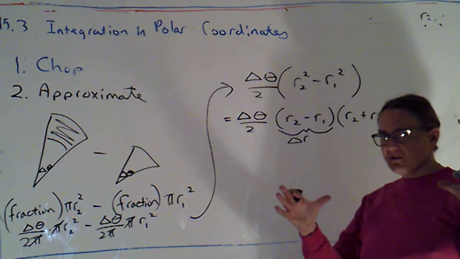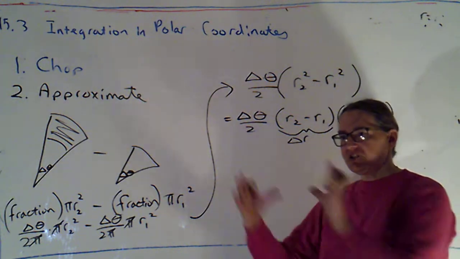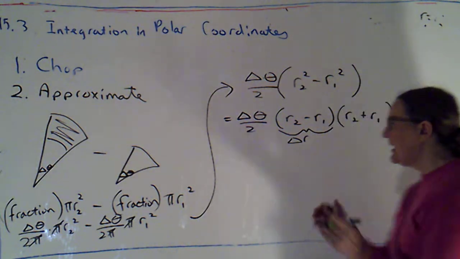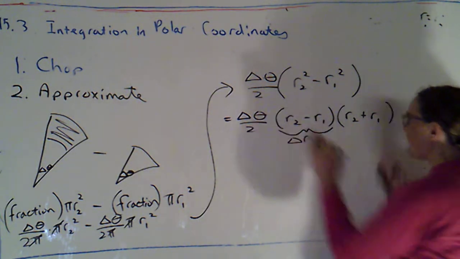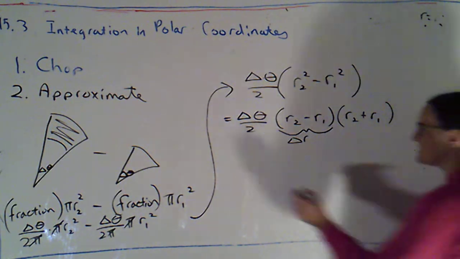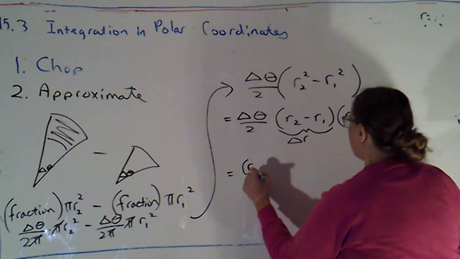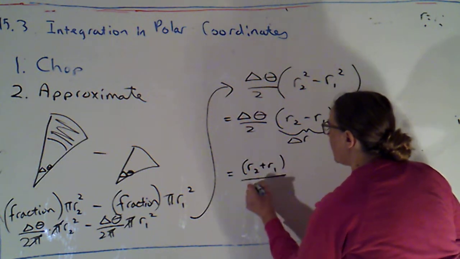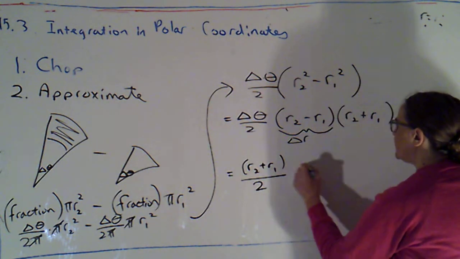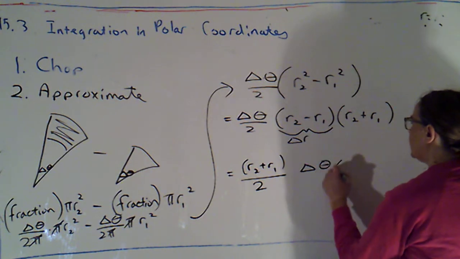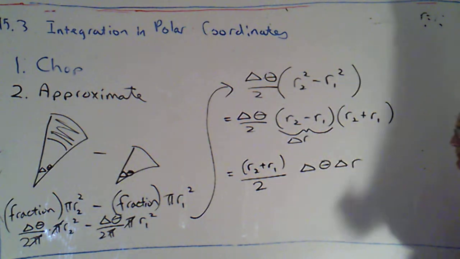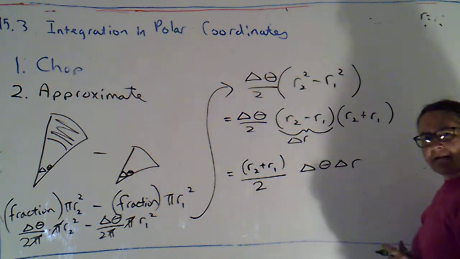This is so exciting. But that's not the only thing that shows up. When we have rectangular coordinates, the area is just delta x times delta y. Here it looks like we've got delta r, delta theta, and some extra stuff. Oh my goodness. I'm just going to rearrange these things and put all the extra stuff together: r2 plus r1 over 2 times delta theta times delta r. That's the average radius.